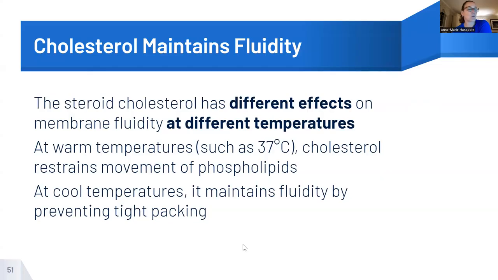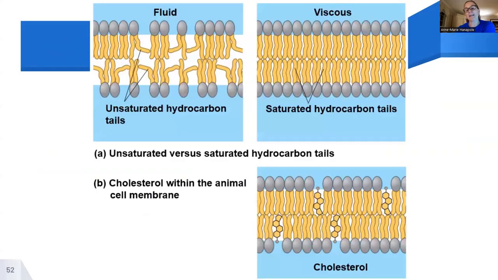So at warm temperatures, such as 37 degrees Celsius, cholesterol is going to restrain the movement of the phospholipid. So it's going to prevent it from being too fluid at high temperatures when molecules are moving fast. And at cold temperatures, it's also going to maintain the fluidity by preventing those phospholipids from packing too tightly. So it allows the membrane to maintain fluidity at both high and low temperatures.